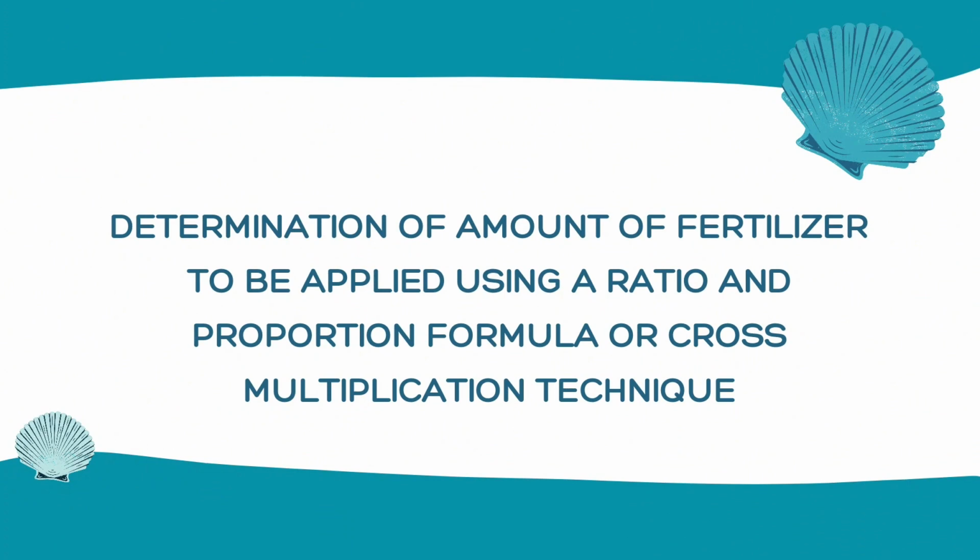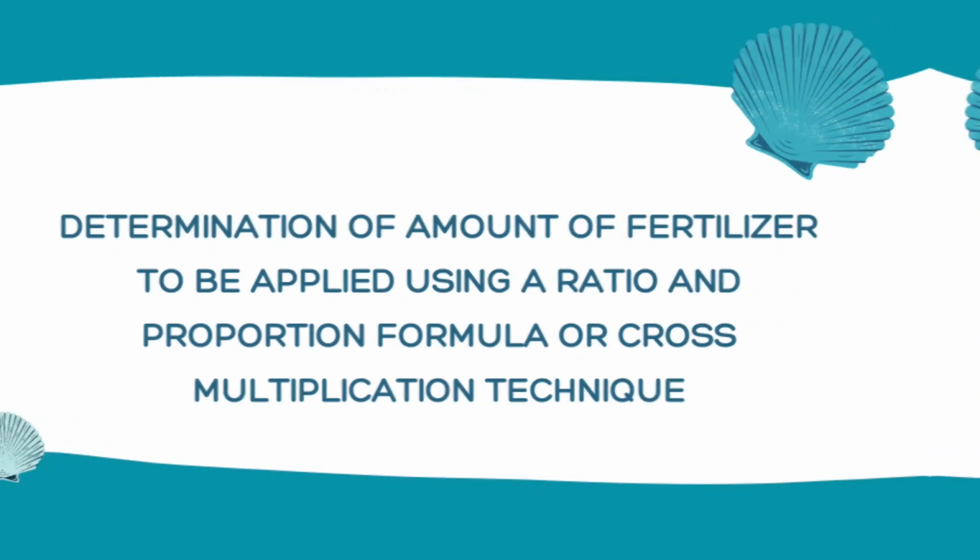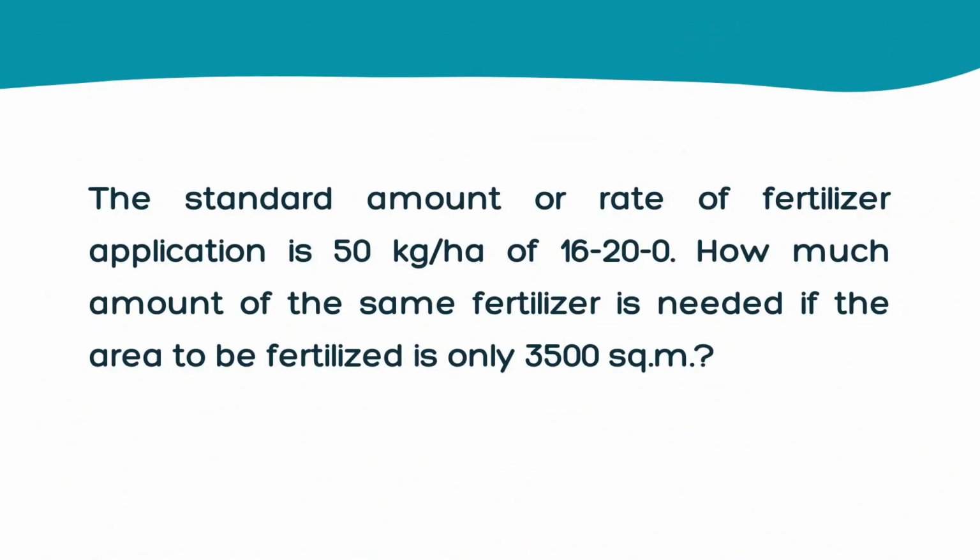Determination of amount of fertilizer to be applied using a ratio and proportion formula or the cross multiplication technique. The problem is, the standard amount or rate of fertilizer application is 50 kilograms per hectare of 16 nitrogen, 20 phosphorus, and 0 potassium. How much amount of the same fertilizer is needed if the area to be fertilized is only 3,500 square meters?